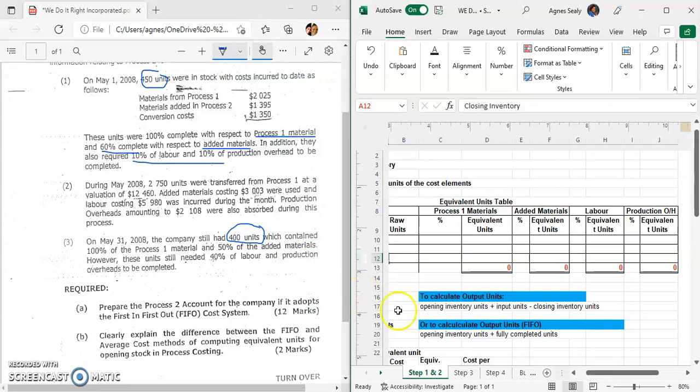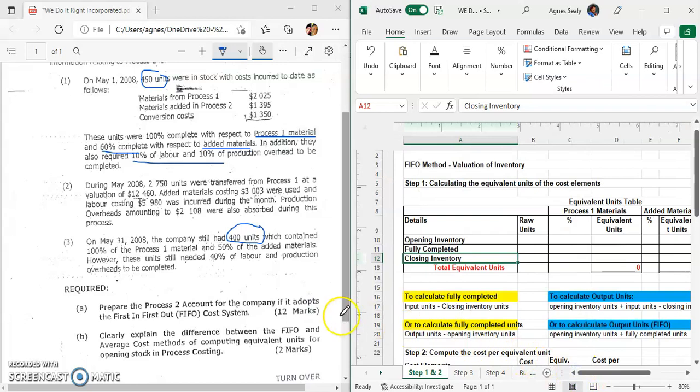The other way that you can calculate your output units, if you are not given the elements I just outlined in the first formula, is by taking your opening inventory units and adding your fully completed units. So if you don't have input units or closing inventory units, and you know your opening and your fully completed units, you can use those two figures to calculate your output units.